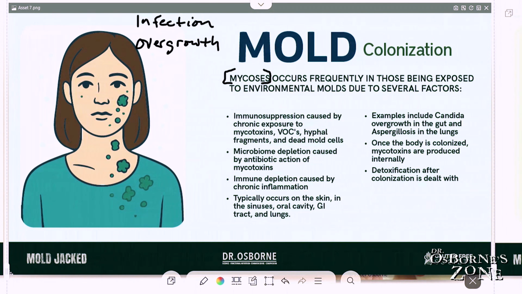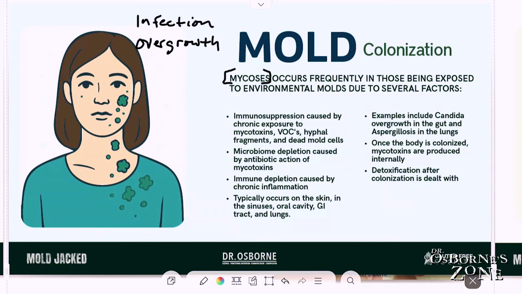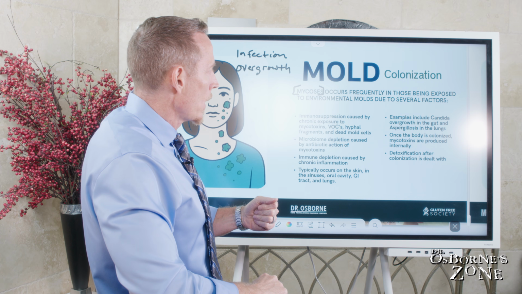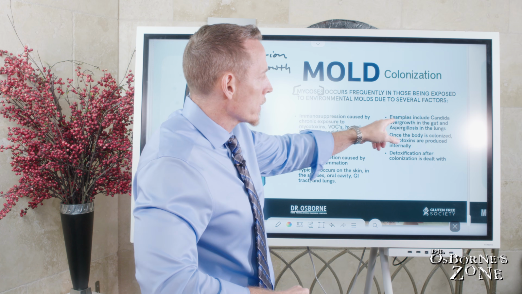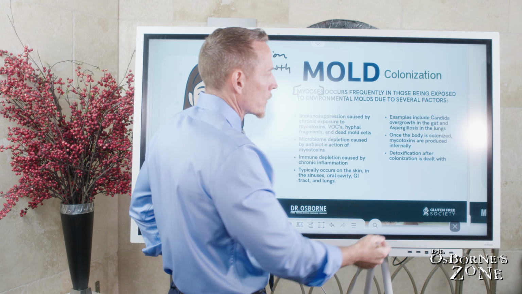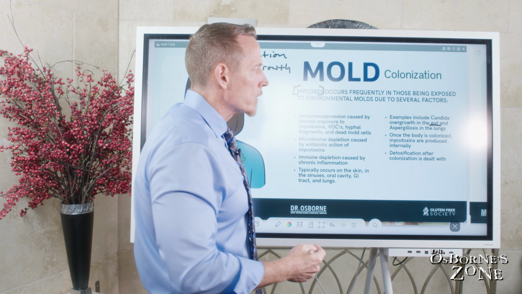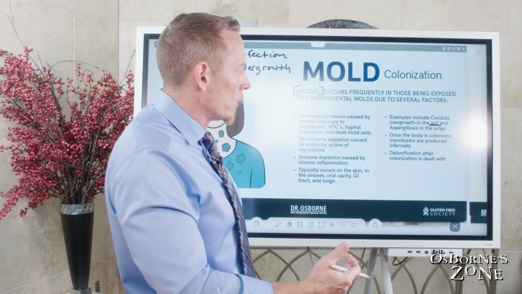Mold overgrowth, mold infection, mycosis, or mold colonization. They all basically fall within the same family. And when you have mold growing on you or in you, there are different examples of this. So if you can see here, examples include a candida overgrowth in the gut, which is a very common consequence of people being exposed chronically to mold.